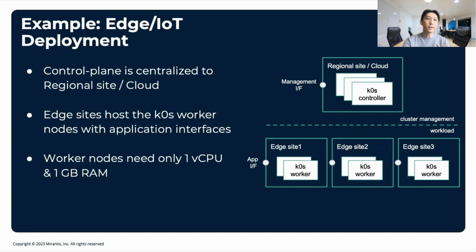And then when you look at this in an edge and IoT deployment, we see folks essentially have a regional site deploying the control planes, and then the edge sites only run the workloads. This way, you have 100%, well, close to 100% of all the available compute for just your worker pods and your workloads, as opposed to having additional components on your edge sites taking up additional compute.